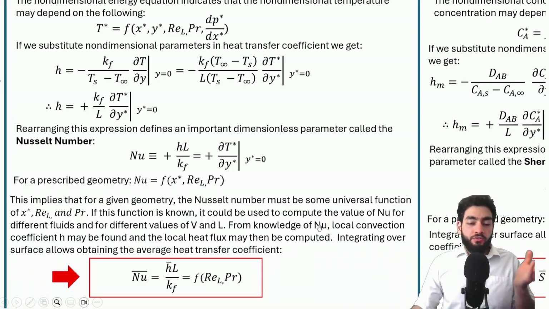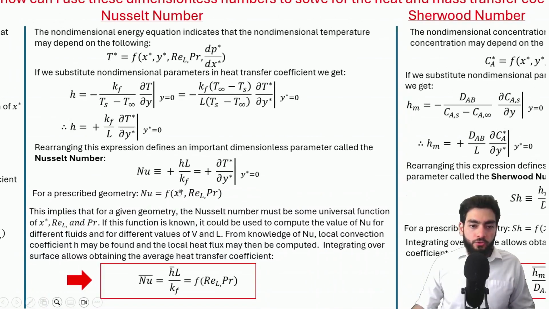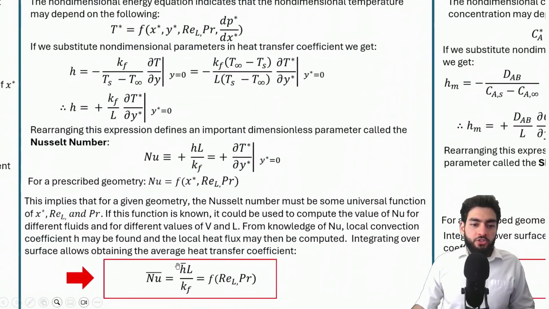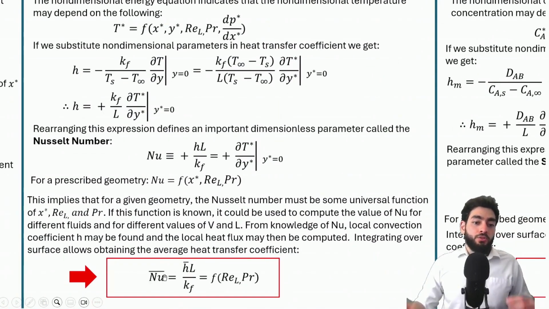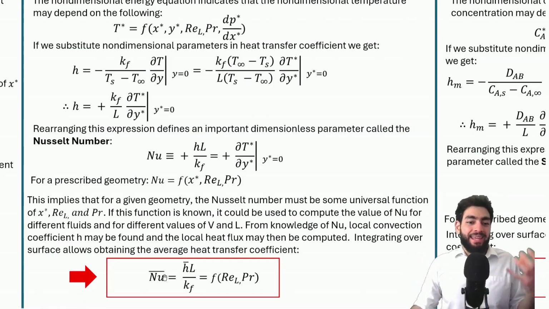So from knowledge of the Nusselt number, the local convection coefficient may be found and the local heat flux may then be computed. And if you integrate this over the surface, it will allow you to obtain the average heat transfer coefficient. So this correlation for the Nusselt number, which is the average Nusselt number, allows you to get the average heat transfer coefficient right away.